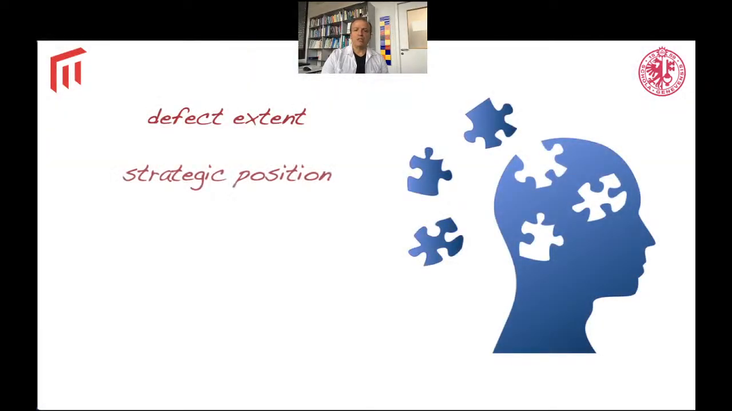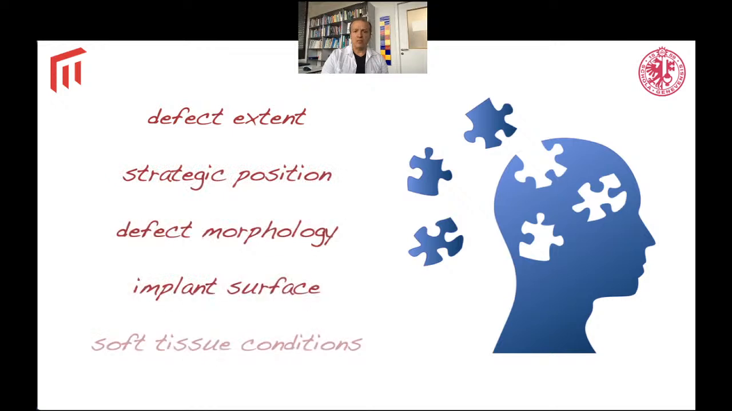So now when we have to treat a peri-implantitis lesion, there are many factors that have to be considered during our treatment planning. These are the defect extent, the strategic position of the implant, the defect morphology, the implant surface, and also we have to take care of the soft tissue conditions. And of course we have the systemic factors, like if the patient is smoking or has uncontrolled diabetes. Today we will discuss only the local factors that help in the decision making for the management of peri-implantitis.